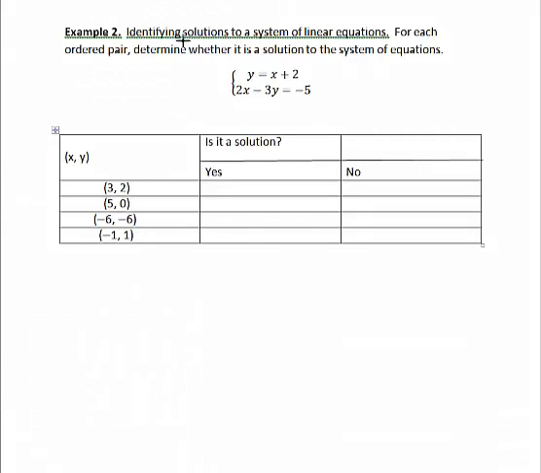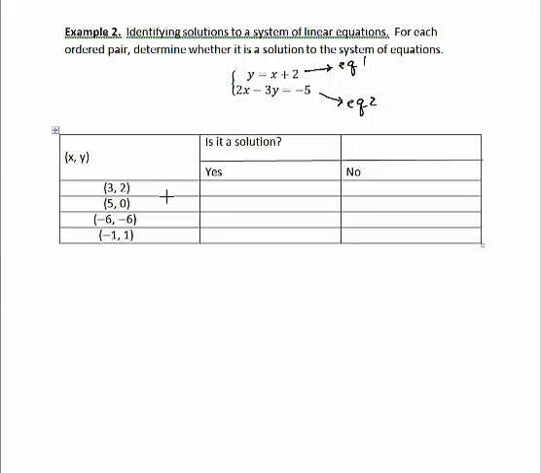Okay, example 2, we now are given 2 equations, and they're written in the standard way that a system of equations is written in. We have the bracket, and so this is equation 1, and this is equation 2.